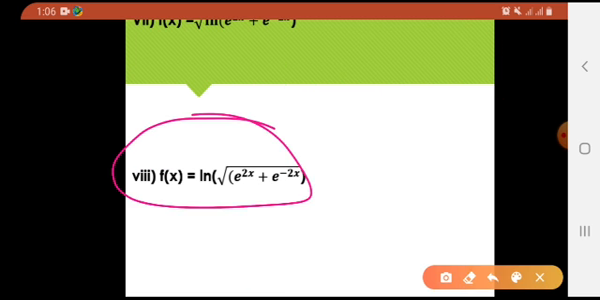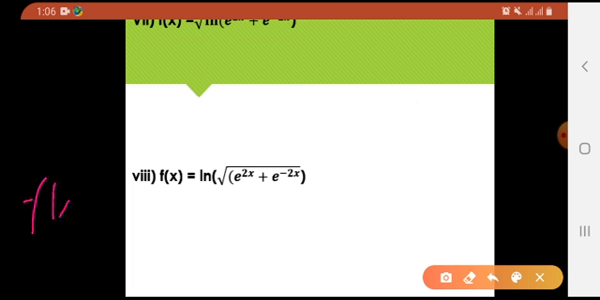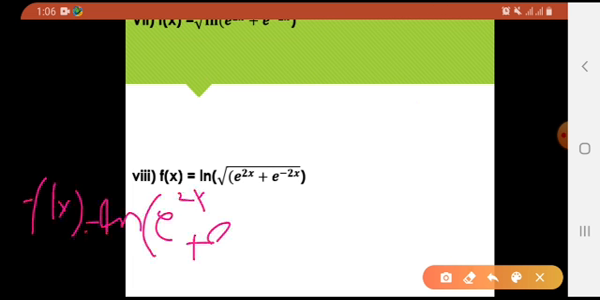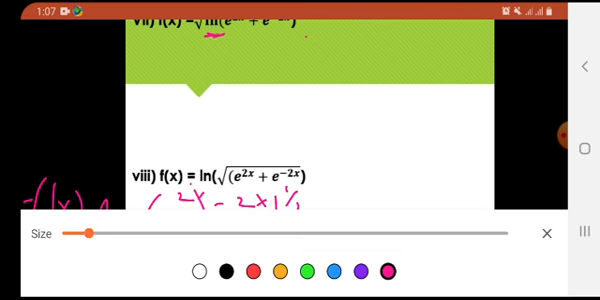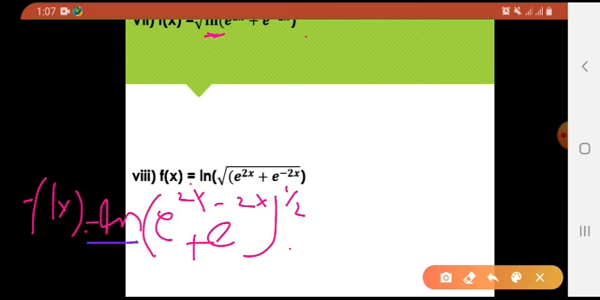Look at this question now. How would we do this? Here you can see f of x is given in this form: natural log of e raised to the power 2x plus e raised to the power minus 2x whole raised to the power 1 by 2. What is the difference between this and the previous one? The difference is that earlier it had natural log inside the radical, now it has natural log outside the radical. Now you should remember the property of logarithms from your 9th class, the third property.